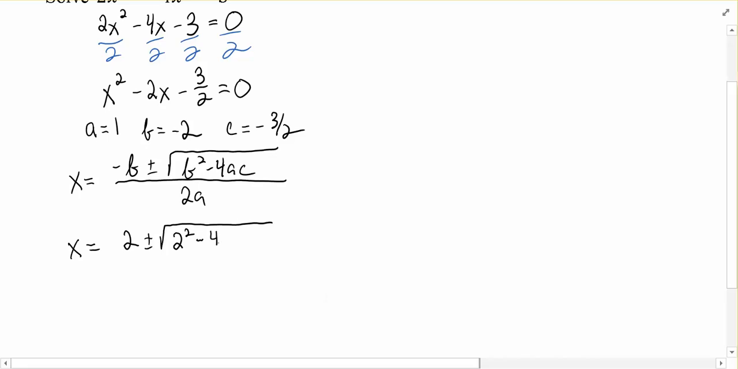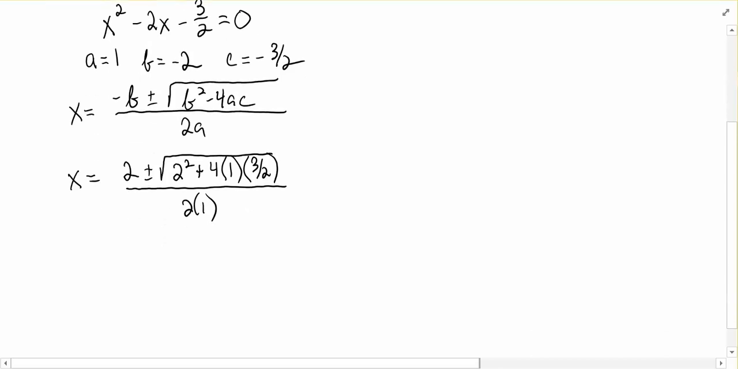Now we have minus 4 times a times c. Our c is negative 3 halves. But notice what's going to happen here. We have negative 4 times negative 3 halves. What do you get when you multiply a negative and a negative? A positive. So instead of writing both negatives, I'm going to turn it into a positive right now, and just say it's positive 4 times positive 3 halves. Now this is all over 2 times 1.